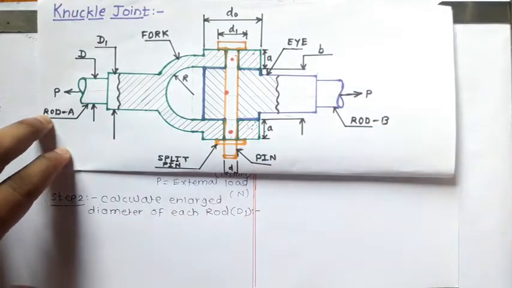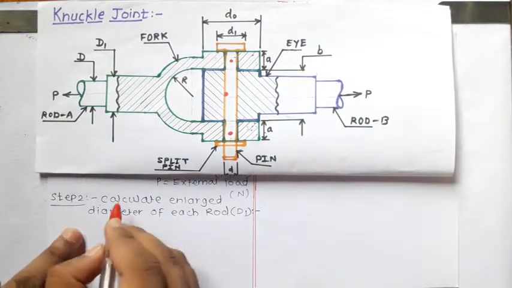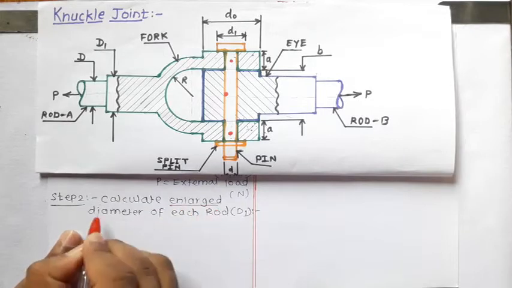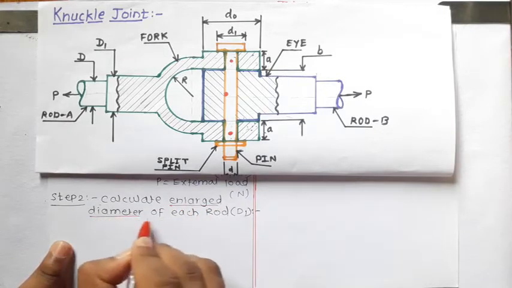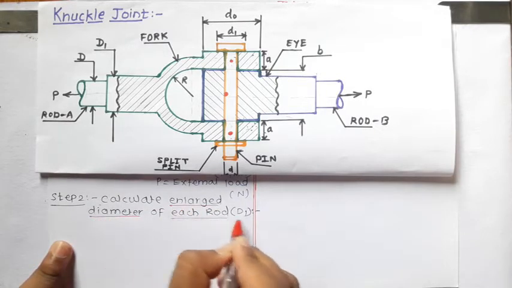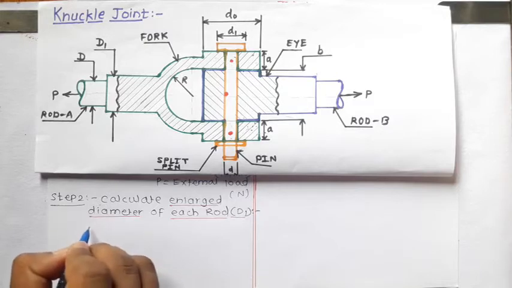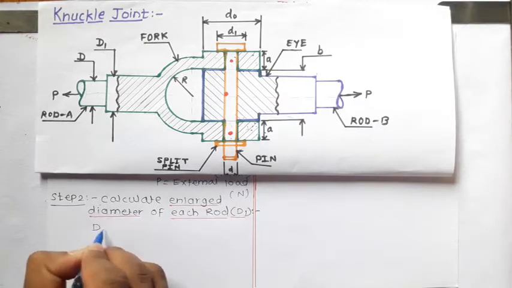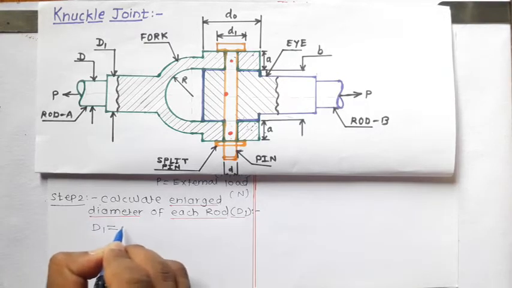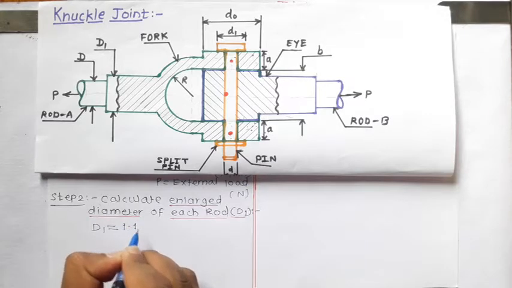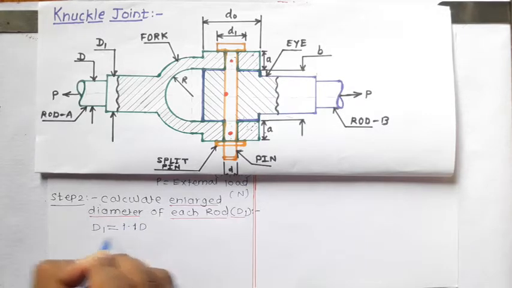So we have to calculate the enlarged diameter of each rod, denoted by capital D1, by using an empirical or standard relation, and that relation is given as capital D1 is equal to 1.1 times the diameter of rod.